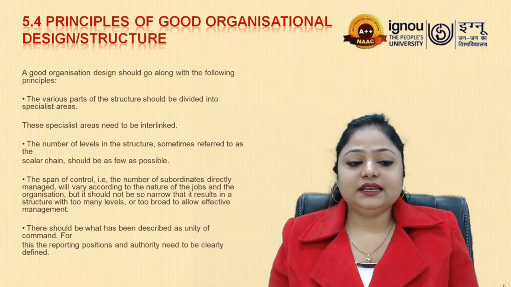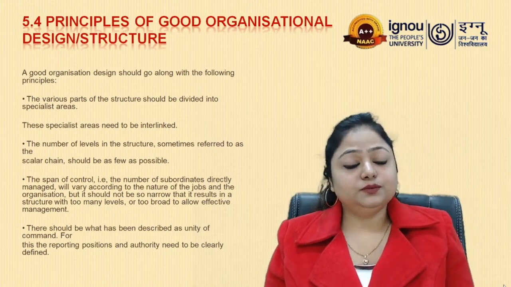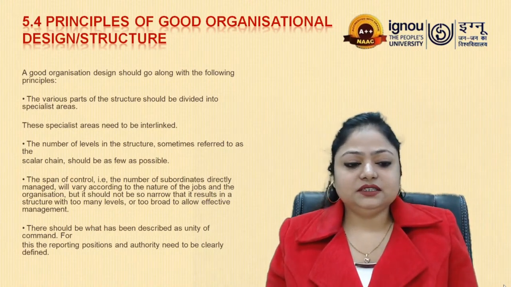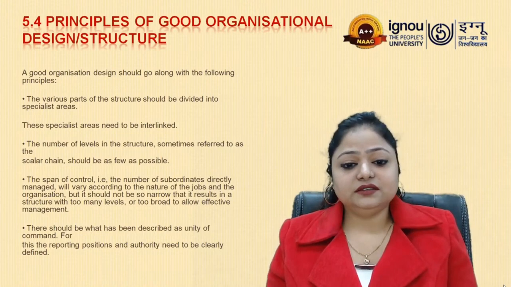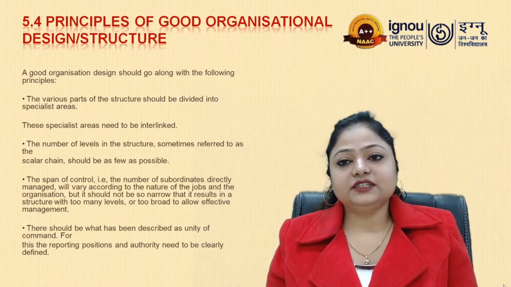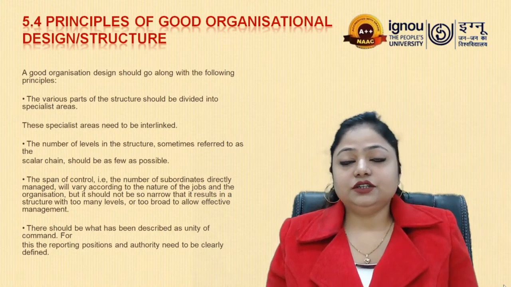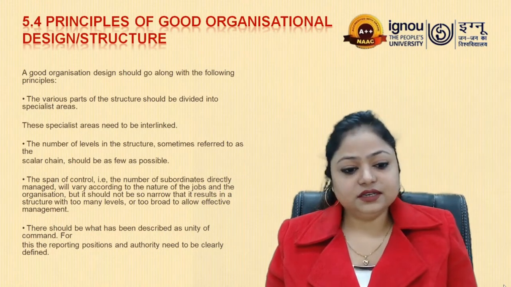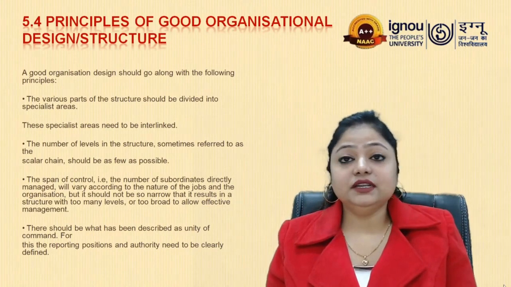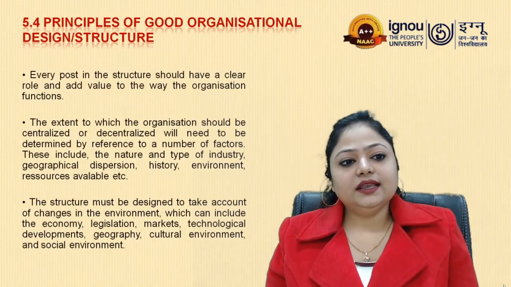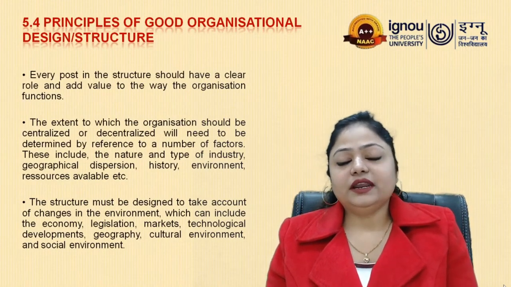Then another principle says that the span of control, that is the number of subordinates directly managed by one supervisor, may vary according to the nature of the job and the organization, but it should not be so narrow that it results in a structure with too many levels, or so broad as to not allow effective management. Then there should be what has been described as unity of command. For this, the reporting position and authority need to be clearly defined. Then every post in the structure should have a clear role and should add value to the organizational function.